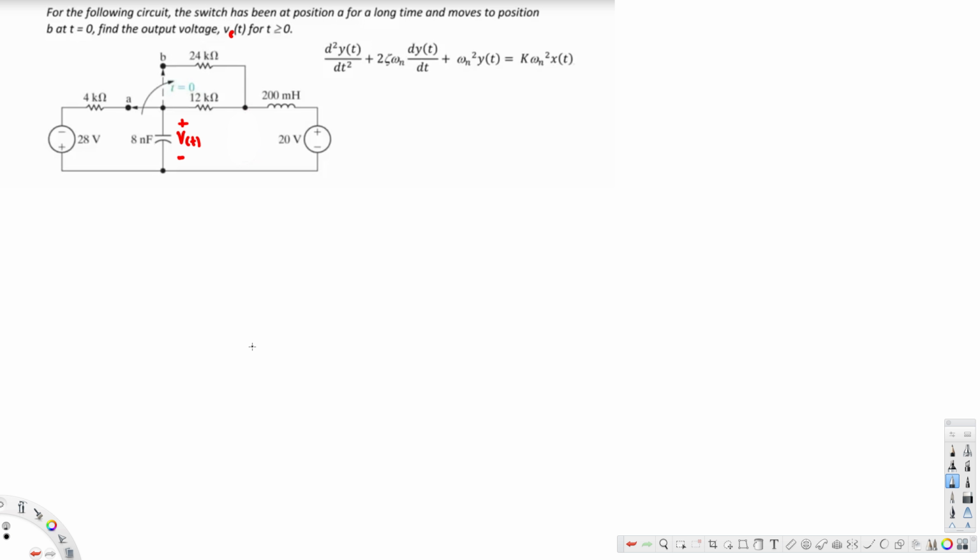In this video we are going to see an example of a second order circuit. In this particular problem we are asked to find the voltage across the capacitor. Now let's look at the given problem.